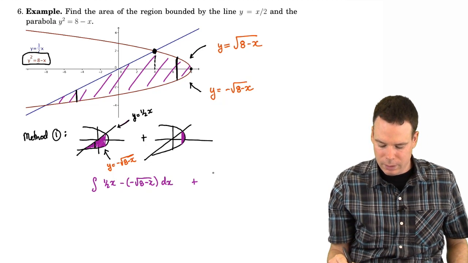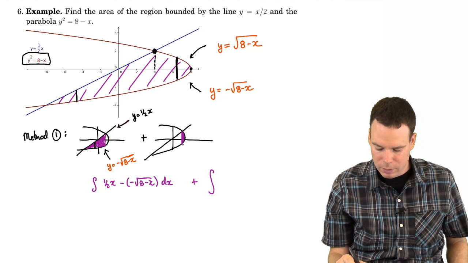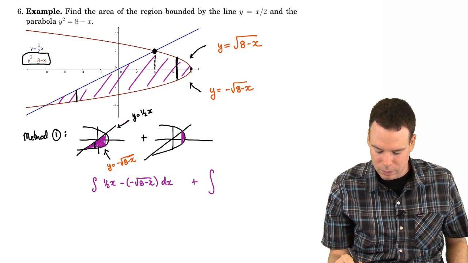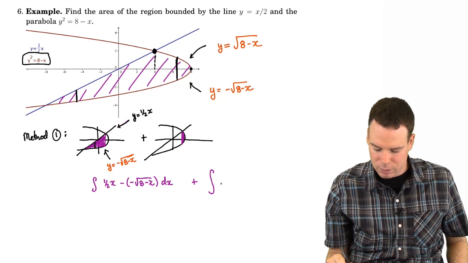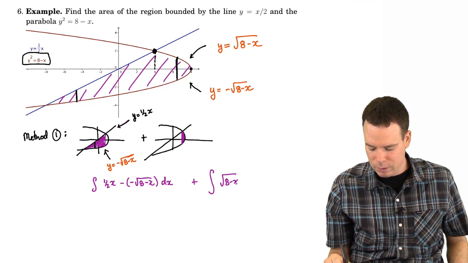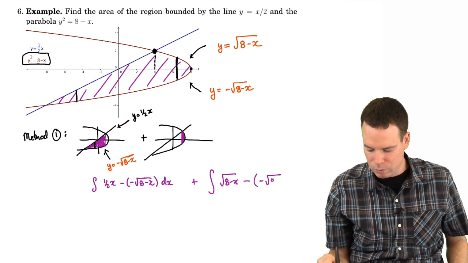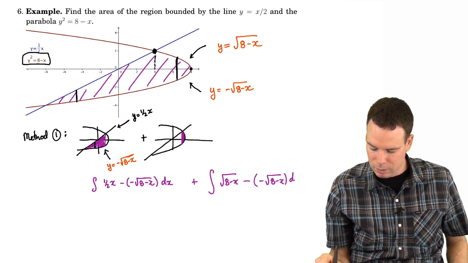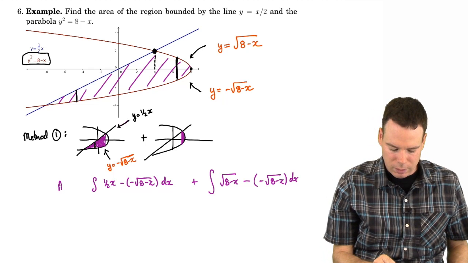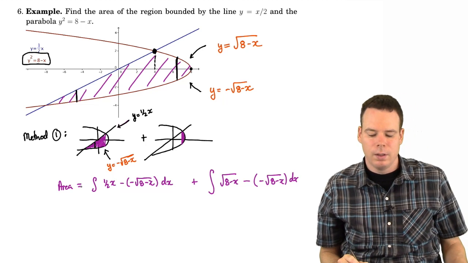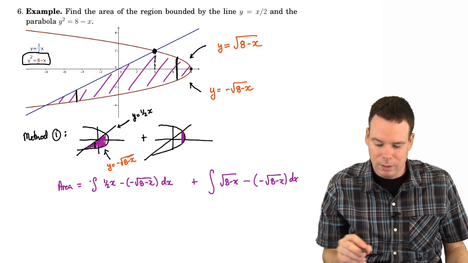And we're going to add to that the integral of the other region here. And there the upper curve is the square root of 8 minus x minus the lower curve, which is the negative square root of 8 minus x dx. And so there's our area, aside from the fact that we still need these limits of integration.